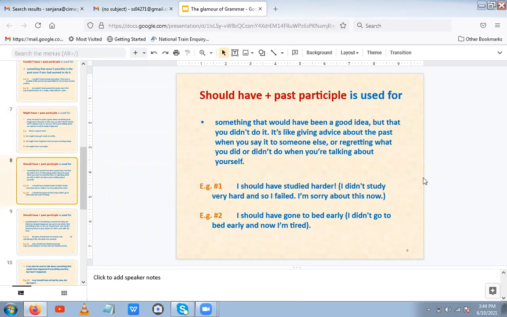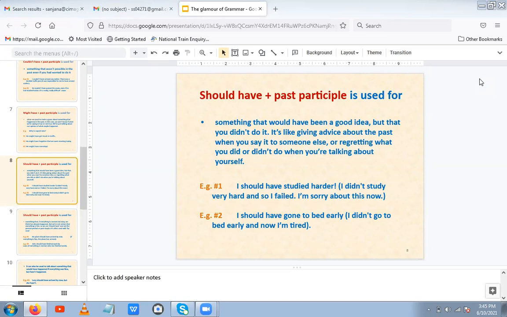So yes, should have plus past participle. Present this slide. Should have plus past participle is used for something that would have been a good idea, but you didn't do it. It's like giving advice about the past when you say it to someone else, or regretting what you did or didn't do when you're talking about yourself. For example, I should have studied harder. I didn't study very hard, and so I failed. I'm sorry about this now.